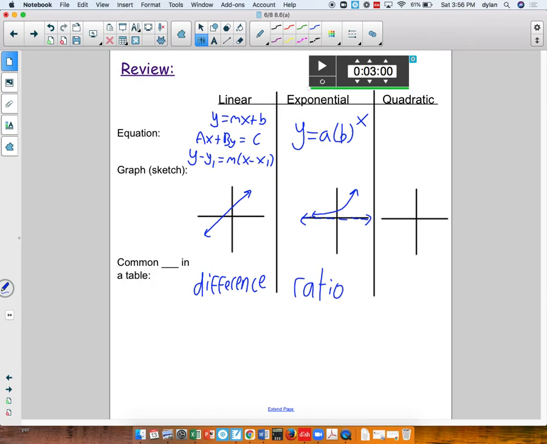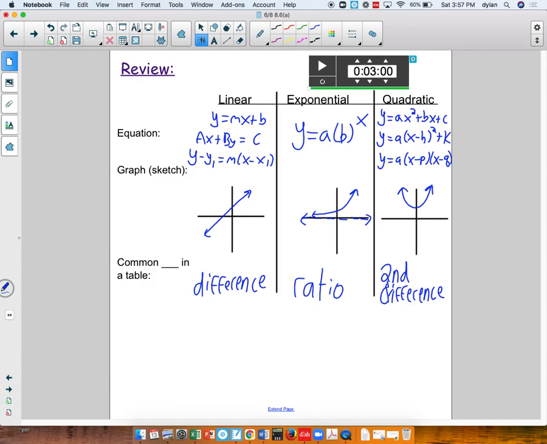So then for a quadratic function, again, we have three equations. y equals ax squared plus bx plus c. We also learned y equals a times x minus h squared plus k, or y equals a times x minus p times x minus q. So our quadratic is going to form a parabola shape, something like that. And in the table, a quadratic function is going to have something called a common second difference. We're going to talk about what that means today in our lesson, but it'll have a common second difference.